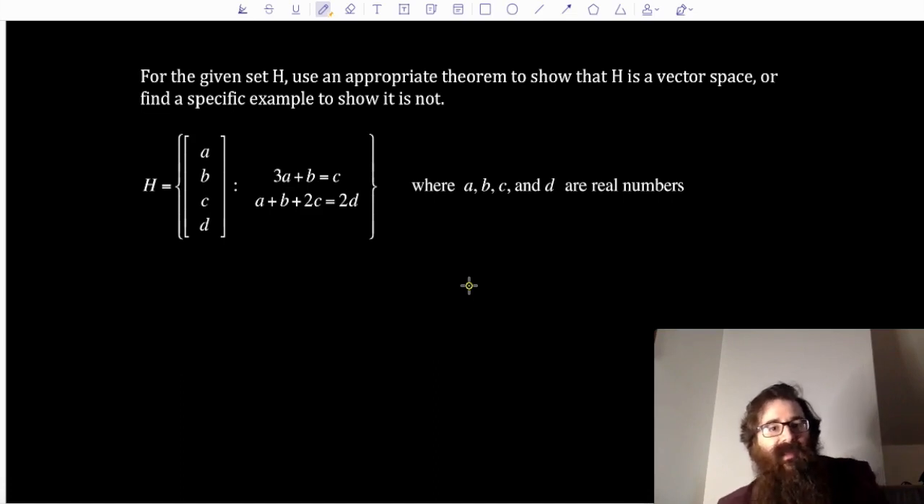What do I have? It looks like I have vector with entries A, B, C, D, such that 3A plus B is equal to C, and A plus B plus 2C has to be equal to 2D. That's what I have to be abiding by. Additionally, that A, B, C, and D are real numbers. I'm not working with complex numbers, real numbers. Okay, well, so this is sort of interesting.